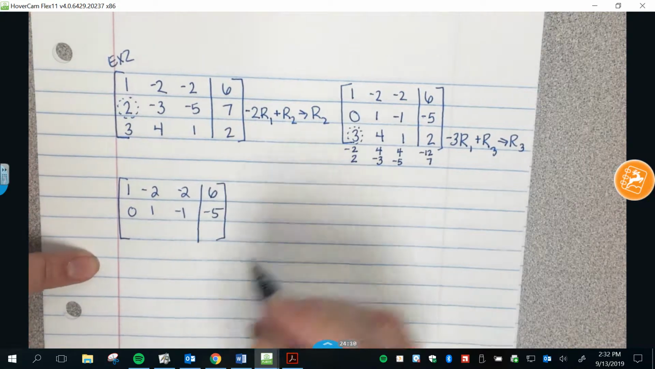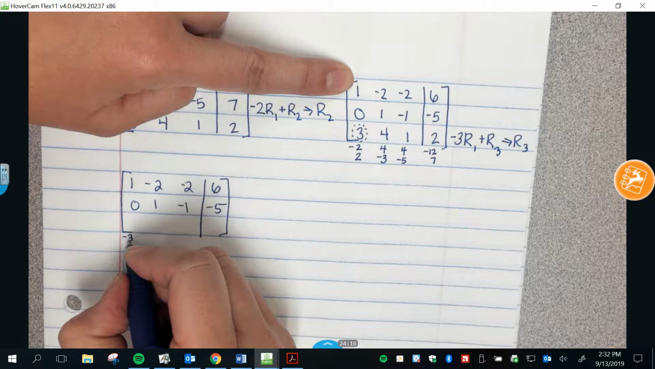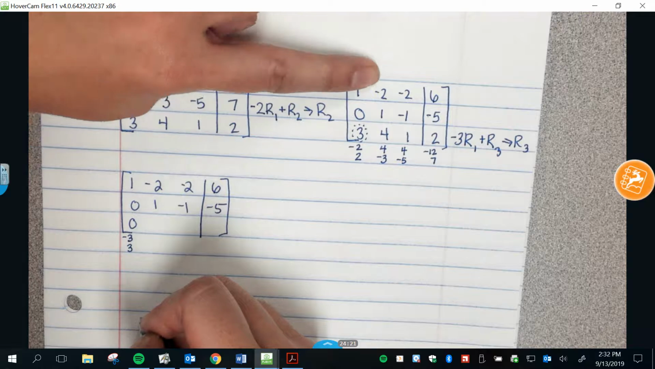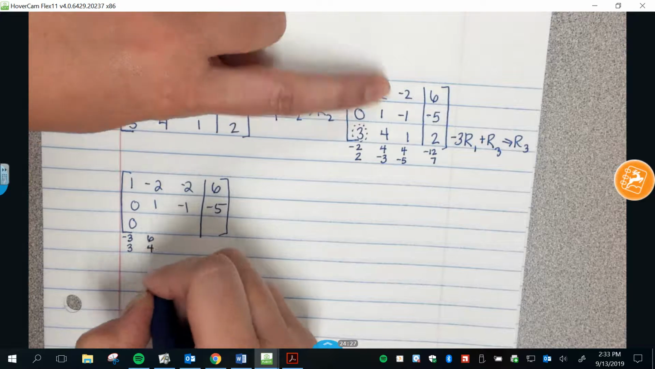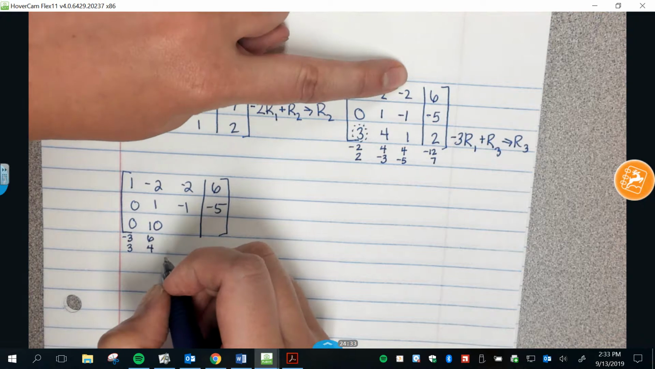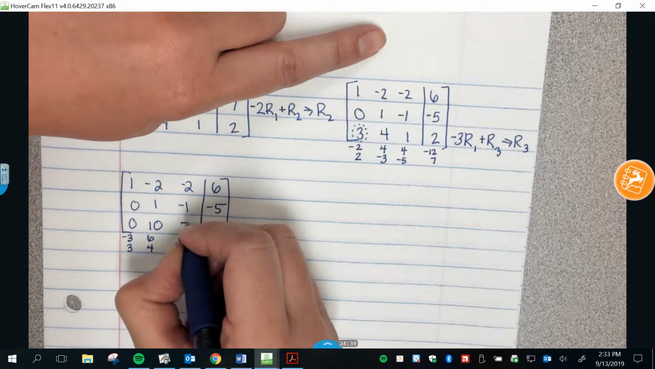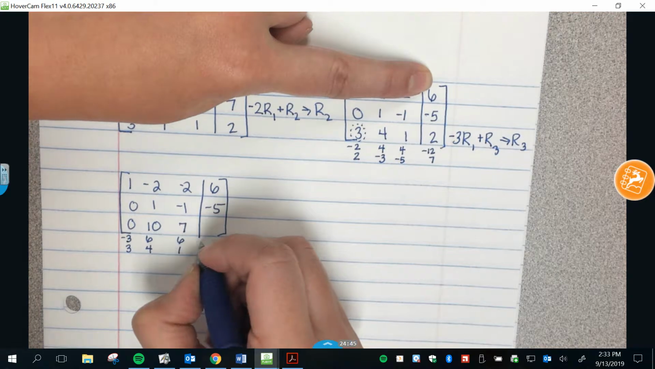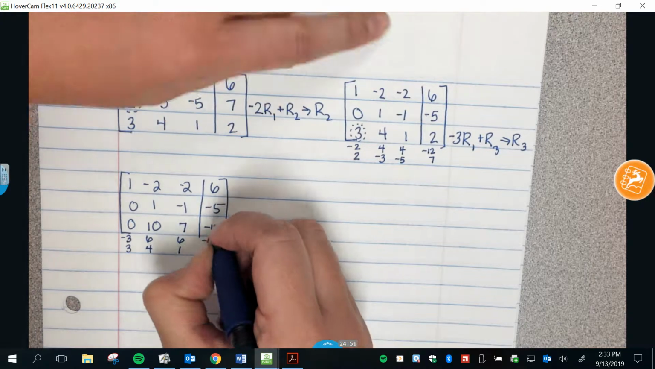Okay. When we get there, we go negative 3 times row 1, which is negative 3, plus row 3, which is 3, makes 0. Negative 3 times negative 2 is 6, plus row 3 is 4. That makes 10. Negative 3 times negative 2 is 6, plus 1 is 7. Negative 3 times row 1, which is 6, so that'd be negative 18. Plus 2 makes negative 16.